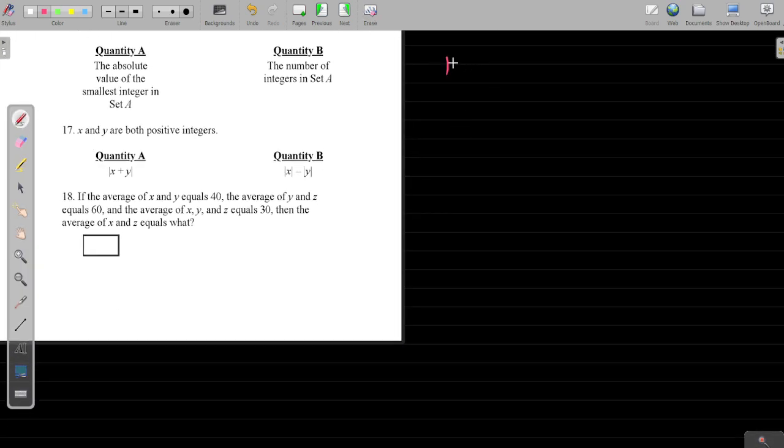Question number 17. X and y both are positive. It is very easy. X plus y, they are positive, that's why this one is positive. And this one is also there. X is positive, y is positive.